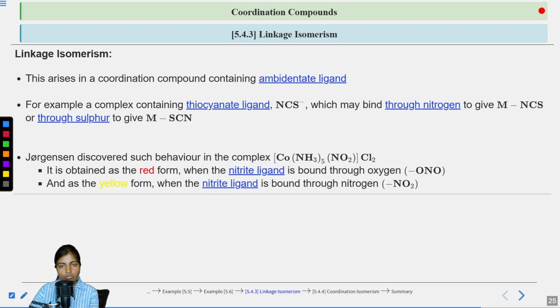So when it is binding through oxygen, the complex color is red, and when the nitrite ligand is bound to the cobalt through nitrogen, the complex color is yellow. So this is the difference which Jorgensen discovered, or observed, in this complex.